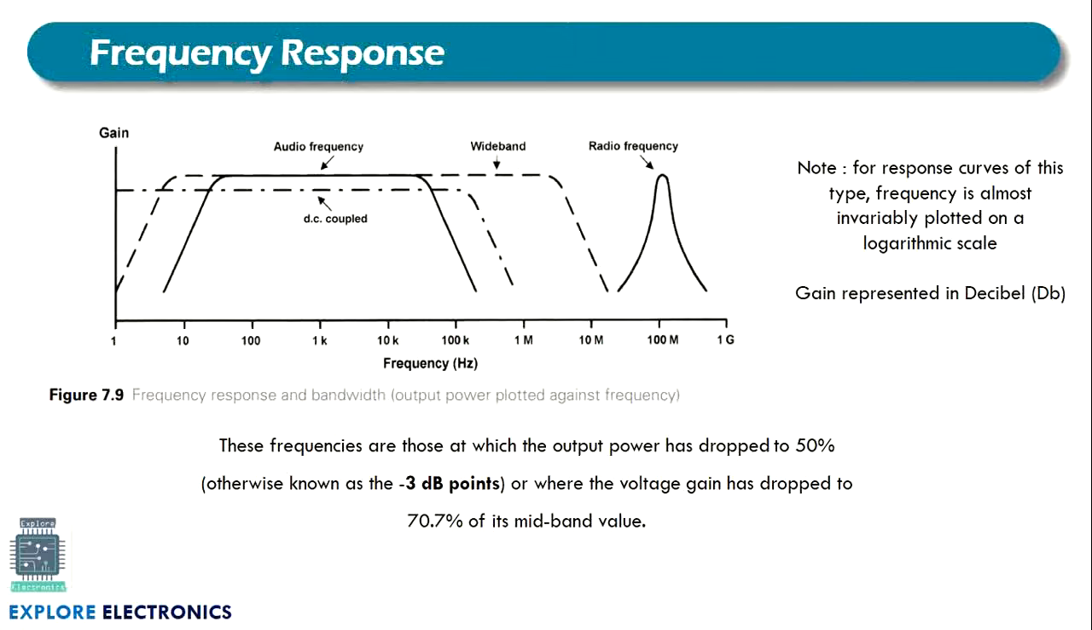And then the frequency response. The frequency response is a curve; you can observe it is plotted as gain versus frequency. We have seen different kinds of amplifiers: audio amplifier, wideband amplifier, radio frequency amplifier, DC coupled amplifier, AC coupled amplifier, and so on. For an audio frequency amplifier, the frequency response will be like this. Similarly, for the wideband amplifier, the frequency response will be wider like this. And for the radio frequency amplifier, this is the frequency response.